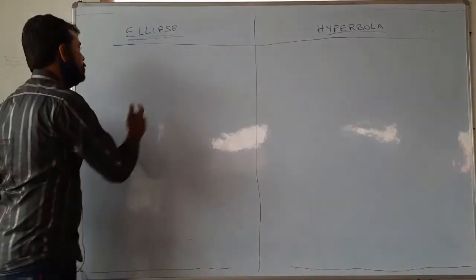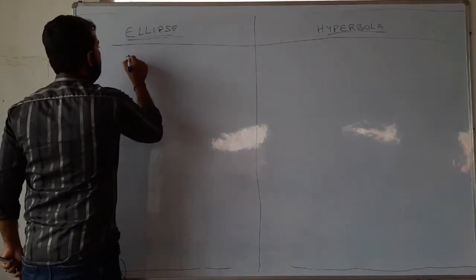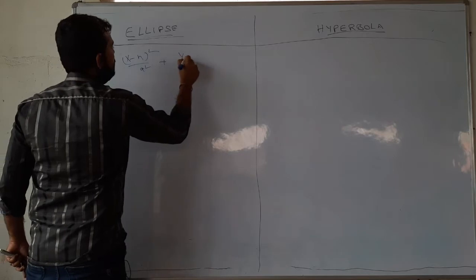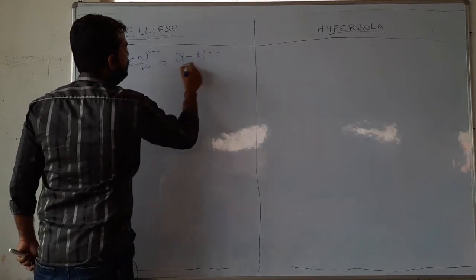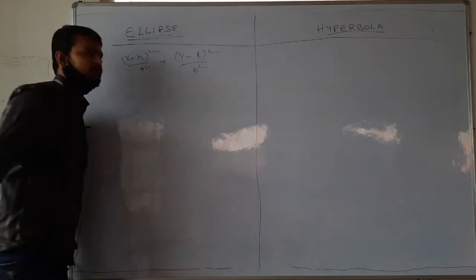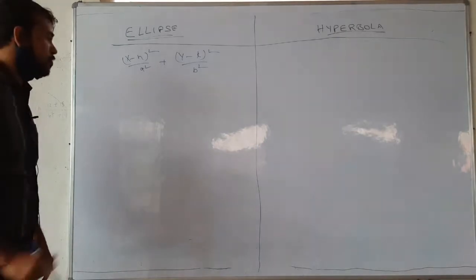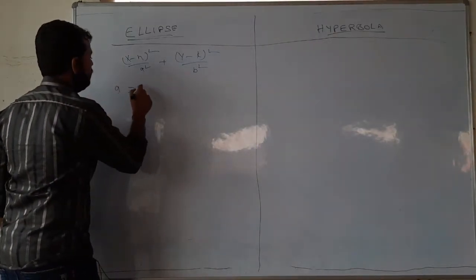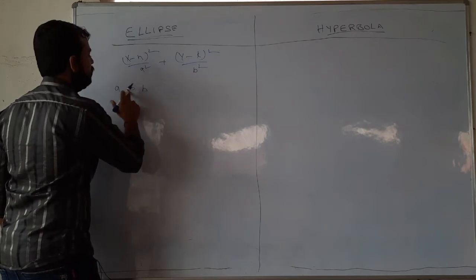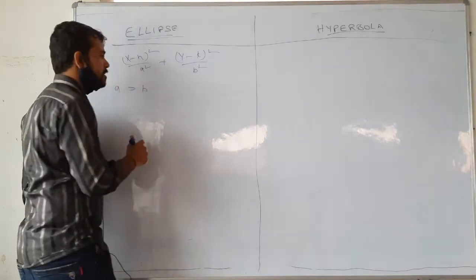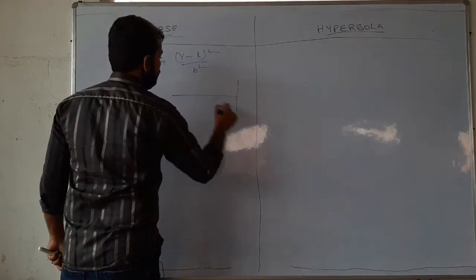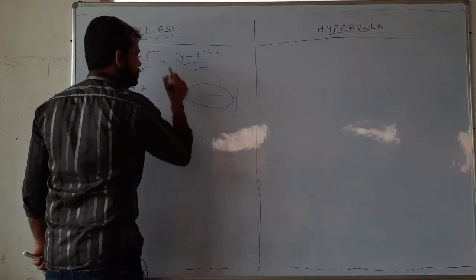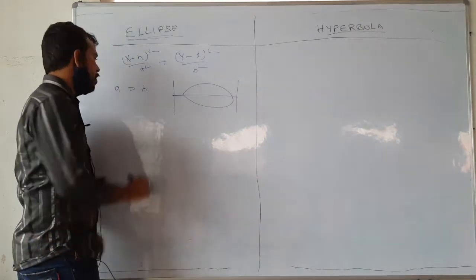First of all, the ellipse follows the equation (x minus h) whole square by a square plus (y minus k) whole square by b square. Now here, if a is greater than b, then you will get a horizontal ellipse.